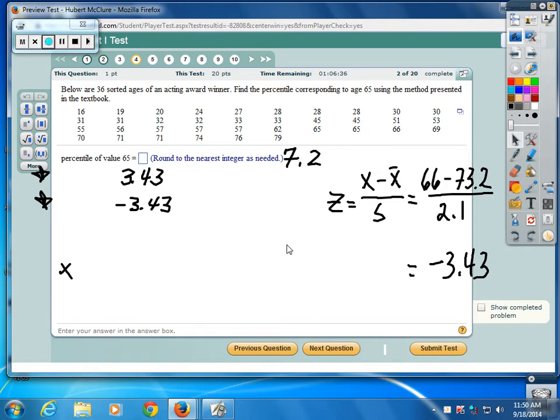So how many numbers are below 65? Well, there's our first 65 right here. 20, 1, 2, 3, 4, 5, 6, 26. So that would be 26. I have to make sure, because sometimes the class leads me astray, and I don't have a calculator to tell me what to write. So is it 26 divided by 36 times 100?